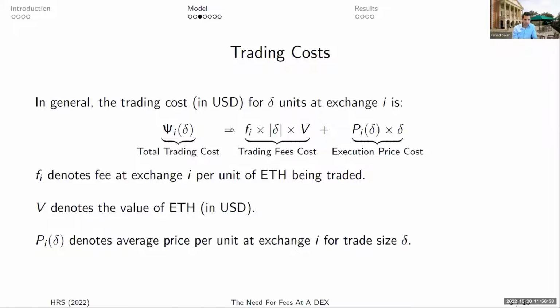But that's the less important part of these trading costs. The more important part is coming from the execution price cost. And so the execution price cost is, of course, going to scale with the size of your trade. But the really important part is that the price functional for the average price per unit is going to be different depending on whether you're trading at a centralized exchange or a decentralized exchange. So what is the difference between this pricing function between a centralized and a decentralized exchange?